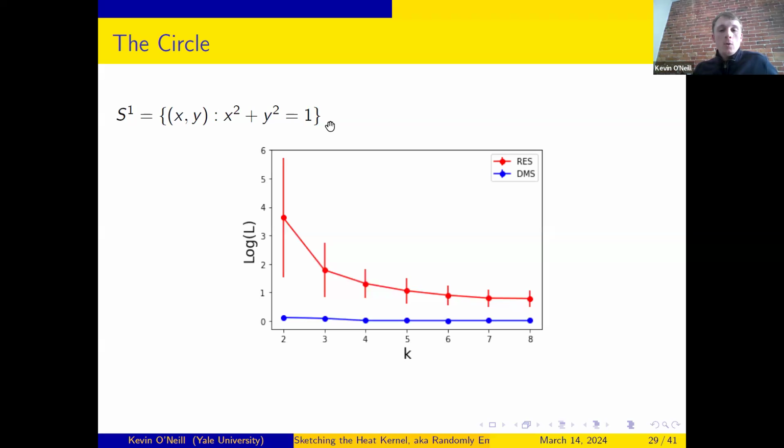Okay, so what happens? All right, so the diffusion maps is in blue, and it has very low L values, which is good because it means that the maximum stretch and the minimum stretch are very close. The Gaussian process embeddings are in red, and they aren't quite as good. Okay, they're especially bad in dimension 2.